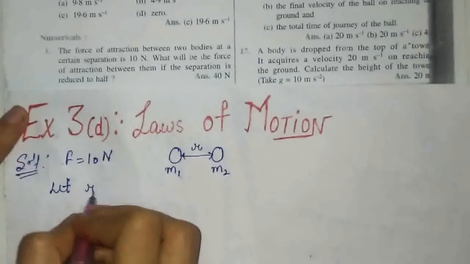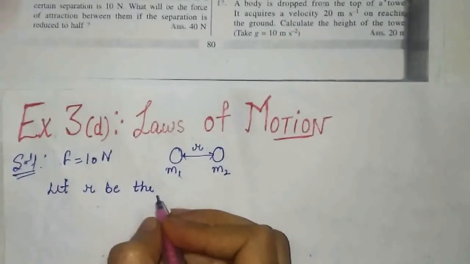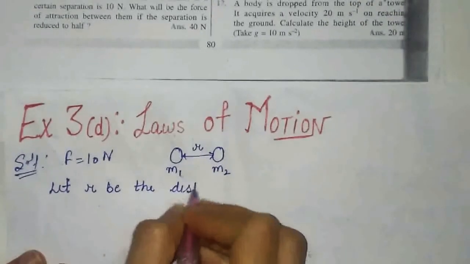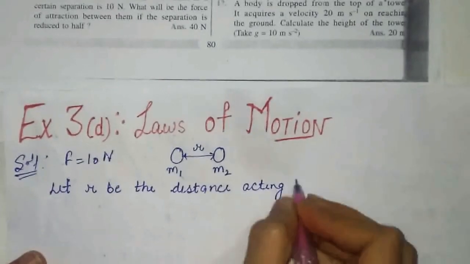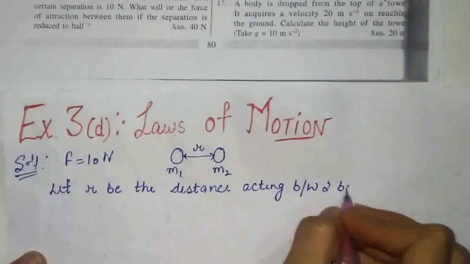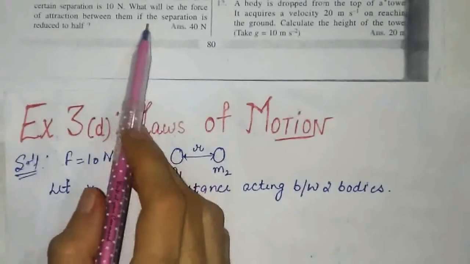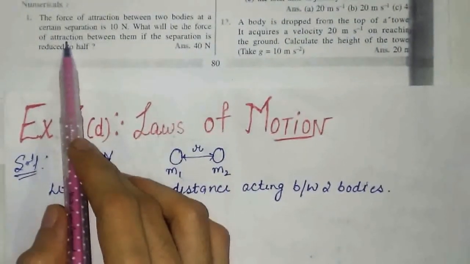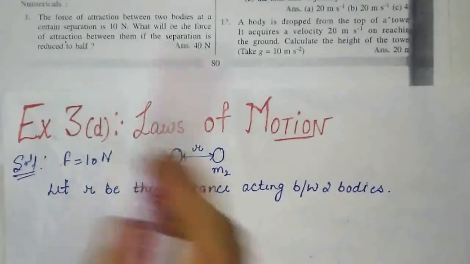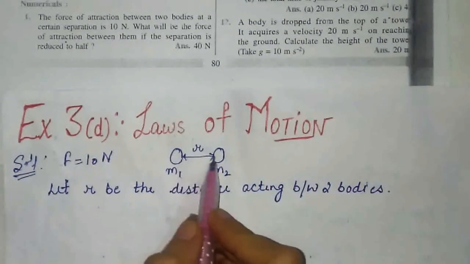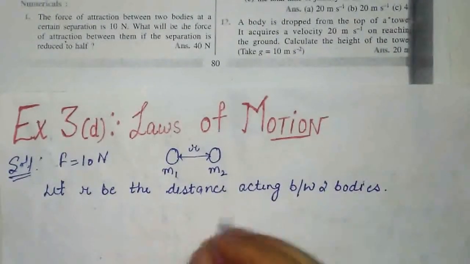So we can write, let r be the distance acting between two bodies. Now the question was, what will be the force of attraction? That is, we have to calculate the force between two bodies if the separation is reduced to half. That is, if r becomes r by 2, then what will be the new force of attraction between the two bodies?